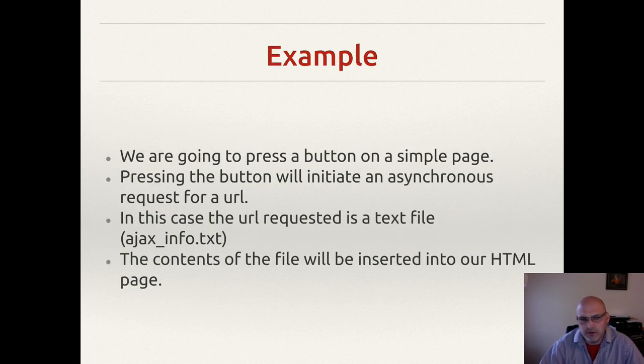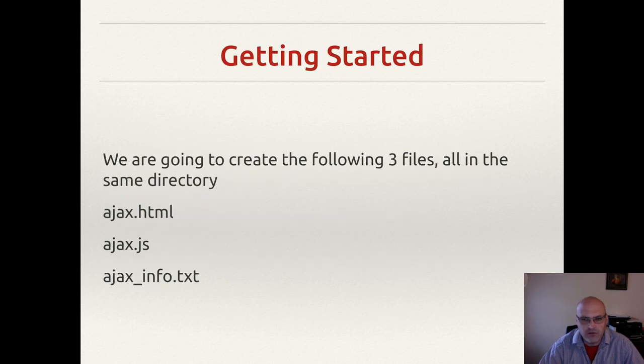Let's look at an example of how we would actually use XML HTTP request to create a request and send it. In this case, we're going to start with a really basic one that actually uses a text file as the contents of the asynchronous request. It's going to be this ajaxinfo.txt. But we're going to take the contents of that file and insert them into an HTML page. So in the beginning, we're going to start with 3 files.